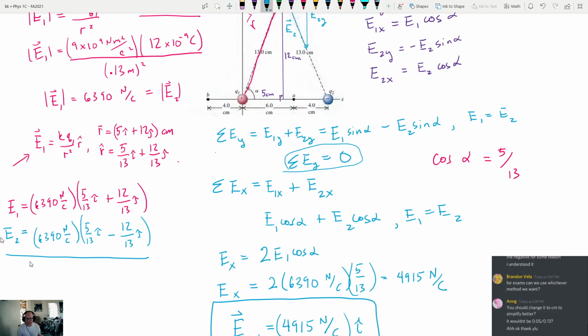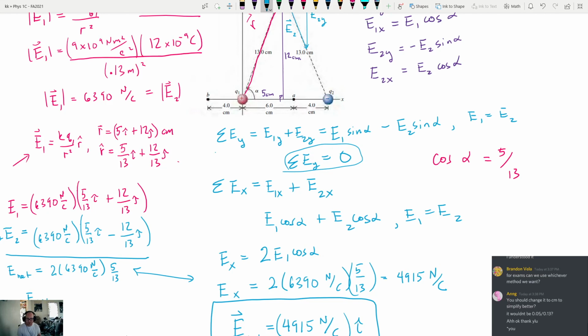So then if you want to sum them up, you would get that E net would just be equal to 6390 plus 6390, right? So it's going to be 2 times 6390 newtons per coulomb multiplied by 5 over 13. And look, it's exactly the same answer, right? So you end up getting E net, oh, whoops, vector symbol, i hat. You end up getting that E net, again, is equal to 4915.